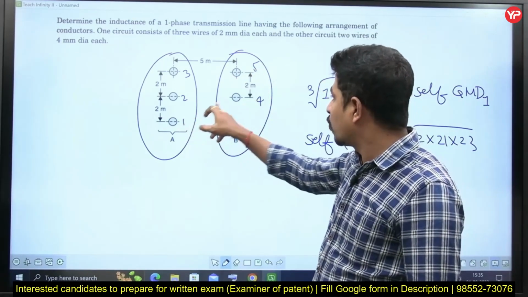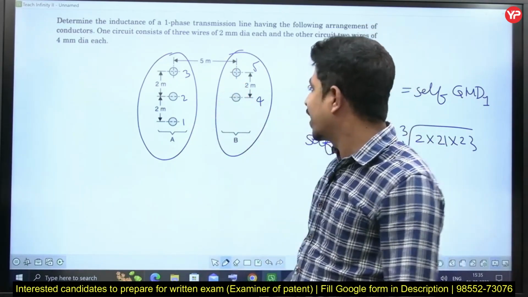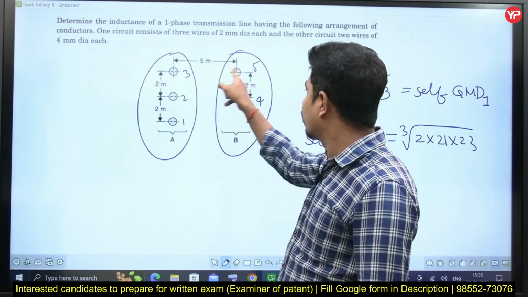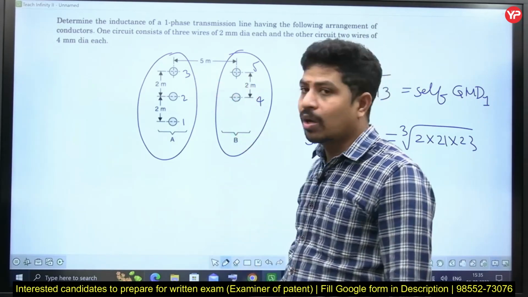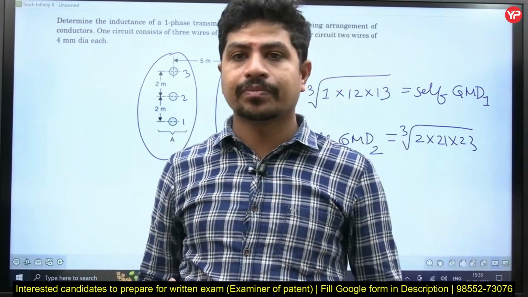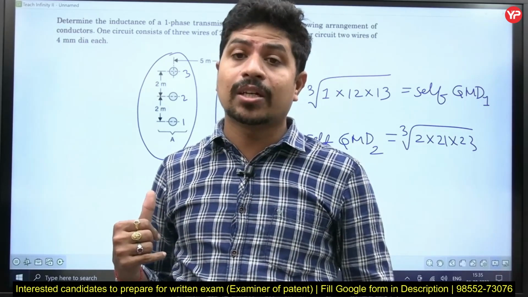Again, 1 with 4 is GMD, not self GMD. 1 with 5, again it is GMD, not self GMD. 2 with 4, 2 with 5, 3 with 5, 3 with 4. After that, you have to calculate the total GMD. This way you have to proceed for calculating this circuit inductance.